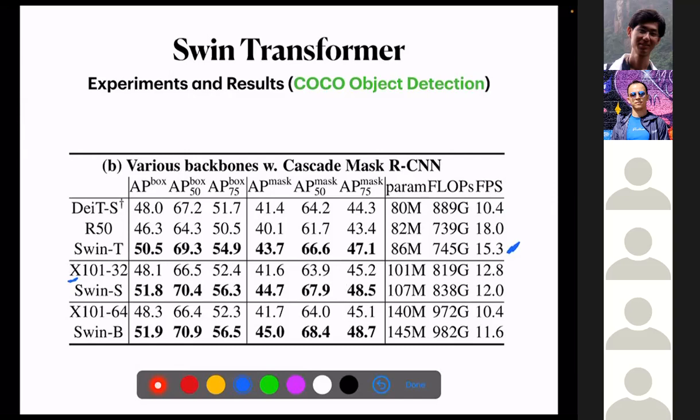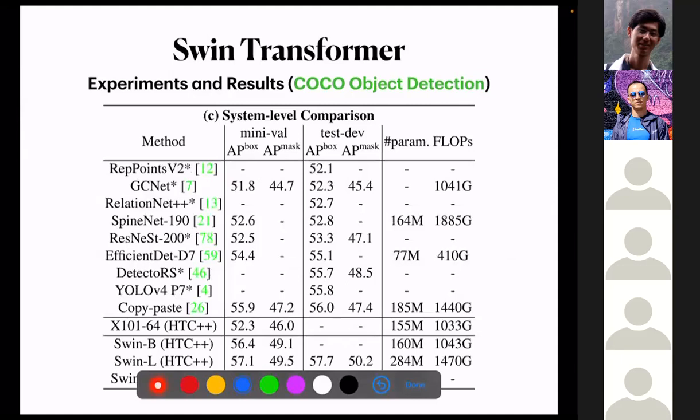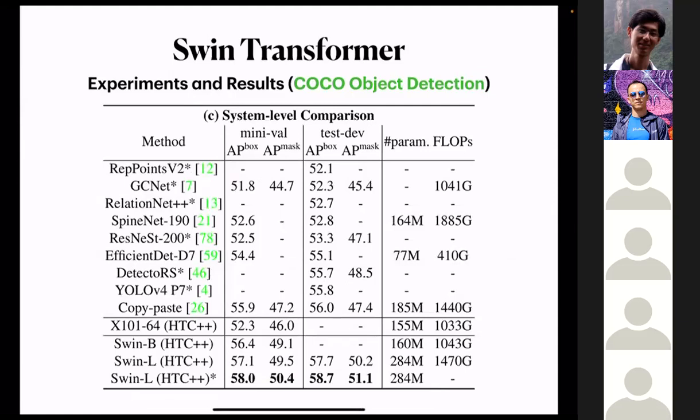So the next one, I'm again not sure about this comparison. This is called system level comparisons on COCO object detection. And again, Swin transformer outperforms the others, but I honestly don't know what this comparison is. I tried to read, but I couldn't find a brief introduction.